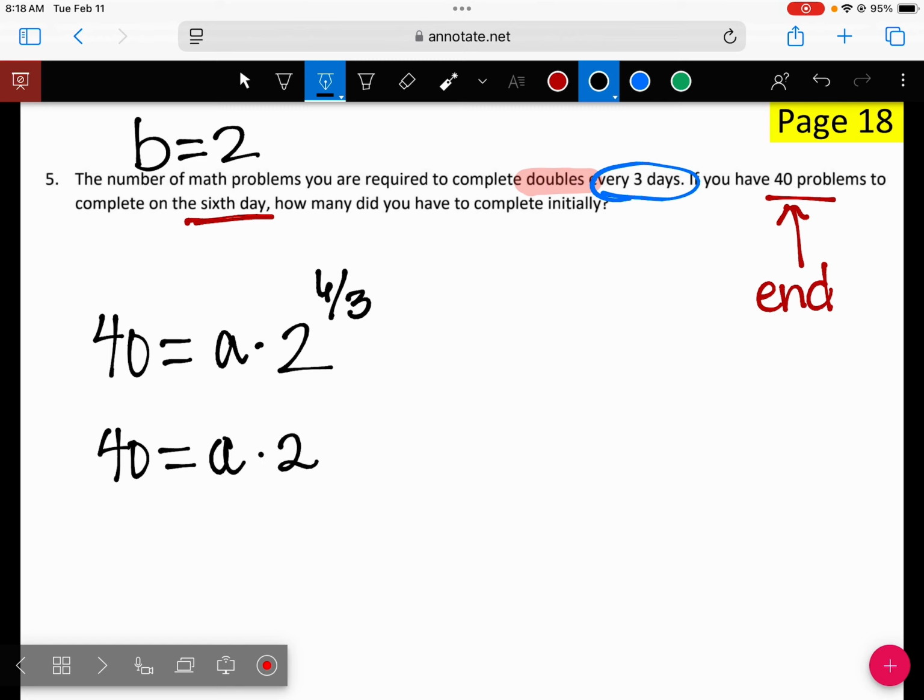What is 6 divided by 3? 2. So pick up your calculator. What is 2 squared? 2 times 2 is what? 4. Now divide both sides by 4.